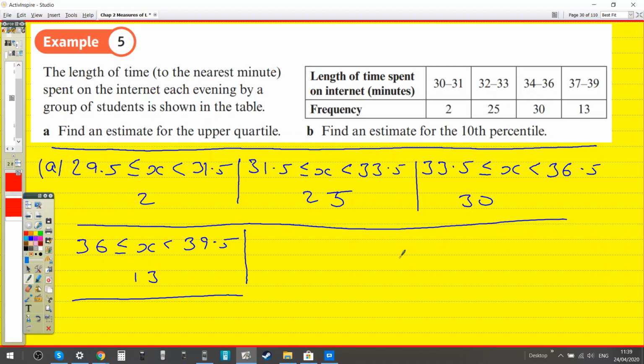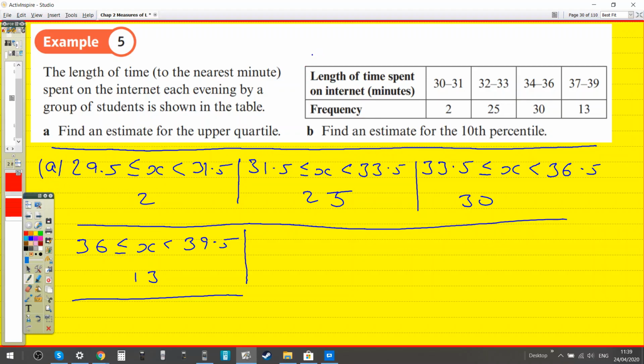Would the upper quartile be like 3/4 of 29.5? Or, why 29.5? Okay, 39.5. Sorry. It would be, in theory, 3/4 of the total frequency. So I need to add up the frequency and then times that by 3/4.